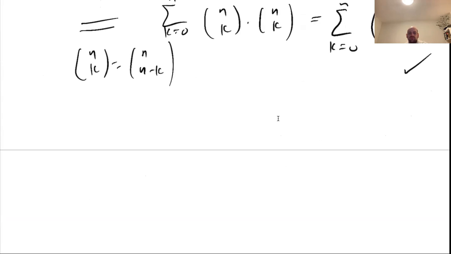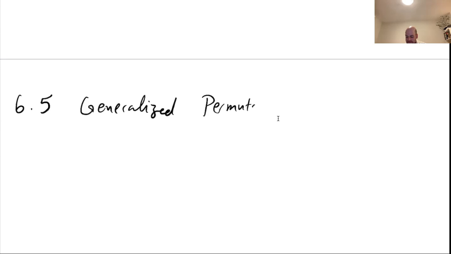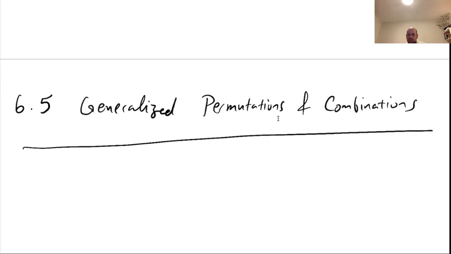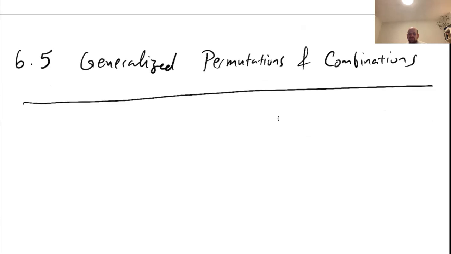All right, so this is about 6.4, and now let's move on to 6.5, generalized permutations and combinations. So first, let's look at the permutations with repetition.